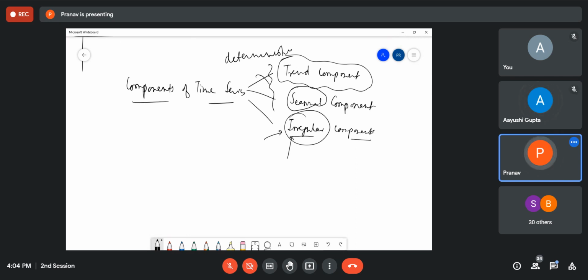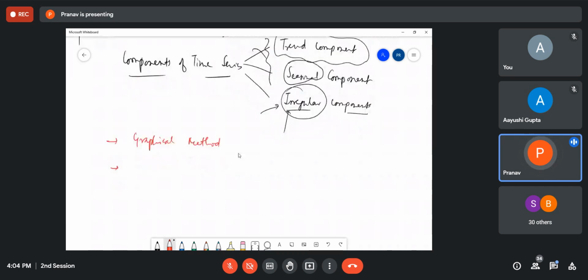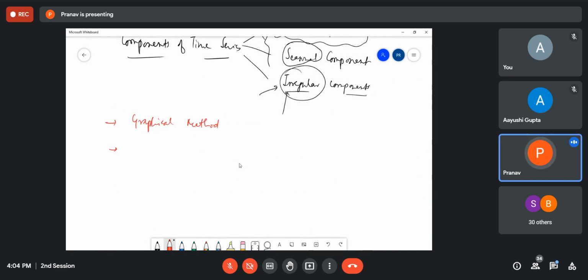Okay, sir. So the usual methods of detecting the stationarity of a time series: the first method we saw, the usual graphical method, where we simply plot the data. Then next is what is very famously called the Dickey-Fuller test, or it is also sometimes called the unit root test.